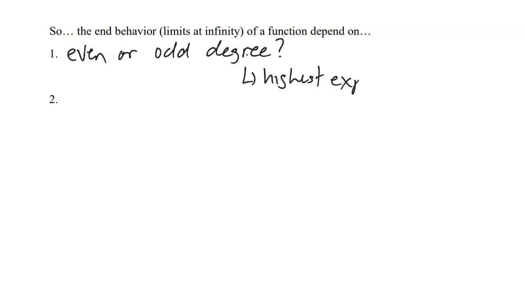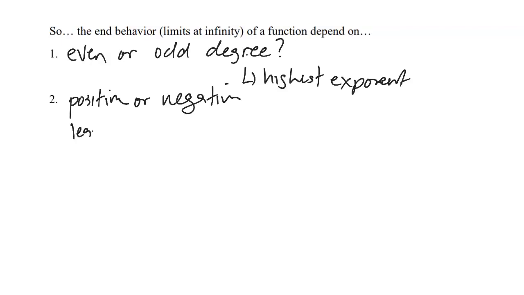So just as an annotation, when we say degree, we're talking about the biggest exponent in the entire polynomial. And if it's written in standard form, meaning descending order, then that leading term is going to be at the very front of the polynomial. And then secondly, it depends on positive or negative. I'm going to be more specific here: I'm going to say lead coefficient. So you always want to make sure that you're looking at that leading term, at its coefficient, and at its exponent, and that's going to determine what your end behavior is for the polynomial.